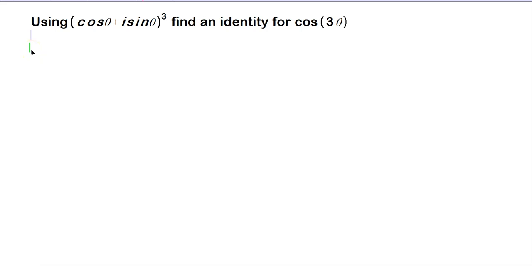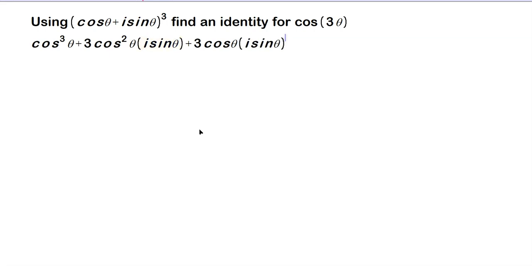Okay, using (cosine of theta plus i sine theta) cubed, find an identity for cosine of 3 theta. So you're going to expand using Pascal's triangle. You're going to have cosine cubed of theta, plus 3 cosine squared of theta multiplying i sine of theta, plus another 3 cosine of theta times (i sine of theta) squared, and then at the end you're going to have (i sine of theta) cubed.